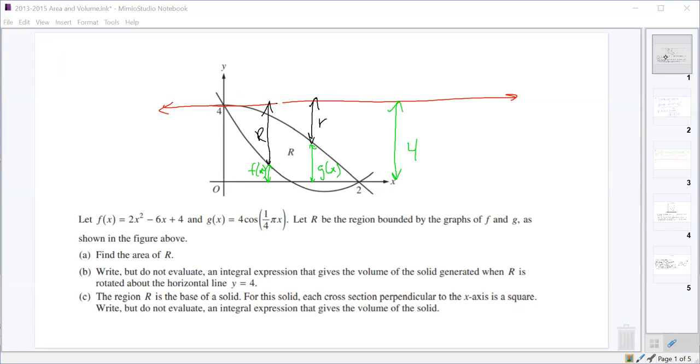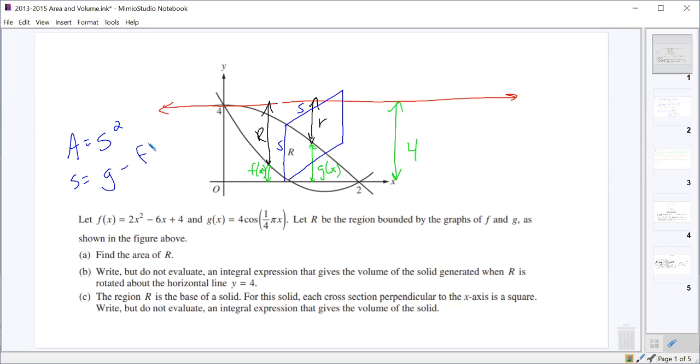All right, so part C, we've now got the region R as the base of a solid, and the cross sections perpendicular to the x-axis are squares. So sticking straight out of here, we have squares, and the area of one of these cross sections should be the side length squared. This is S. The area of that square should be S squared. And all we have to do is figure out what S is, and S should just be the distance between the two functions, which is g of x, the cosine function, minus f of x.